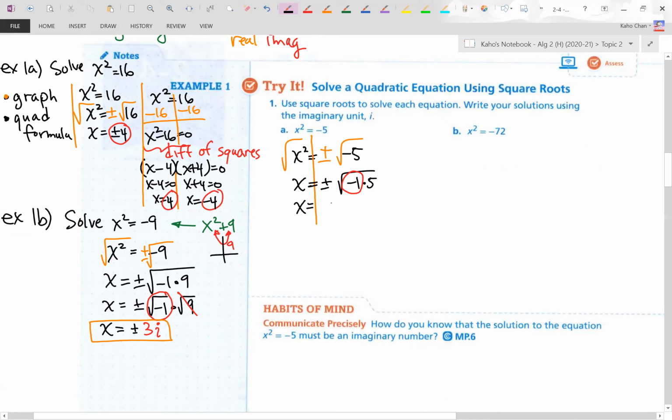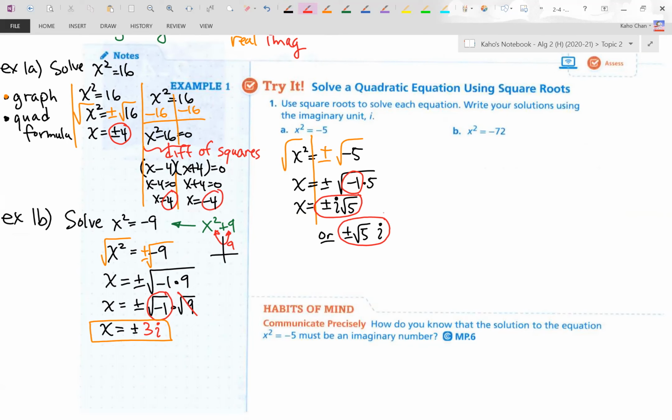So the final answer is plus or minus I root 5, or sometimes you might see it as plus or minus root 5I. Make sure the I is on the outside of the radical. Don't put it on the inside. That would be really, really wrong. And that's it. It's very basic. You just have to understand the idea of the square root of -1. Number 1B next.